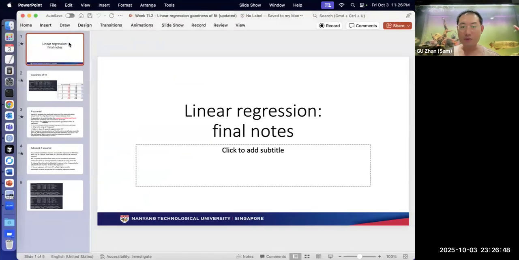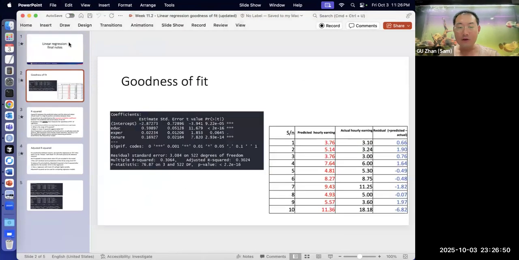11.2, linear regression goodness of fit. So we measure goodness of fit by using a measure called R squared. R squared is the linear correlation coefficient between two variables, which we then square. So that's called R squared.